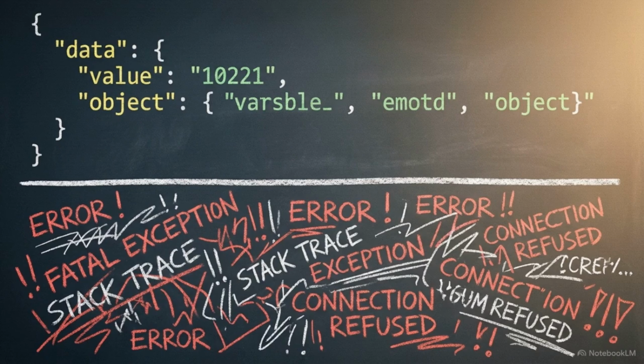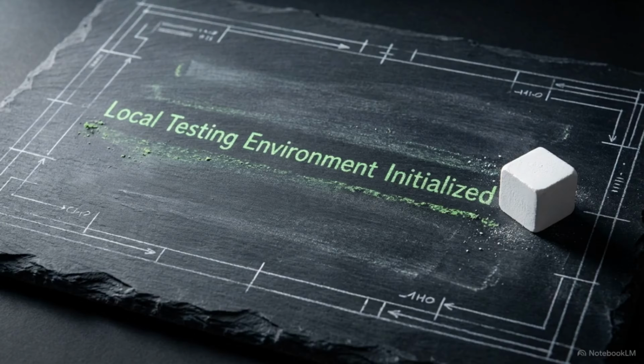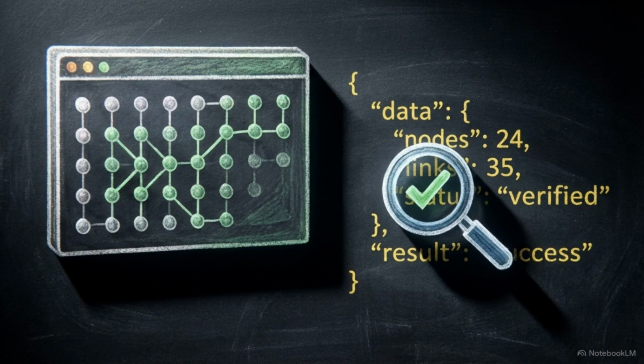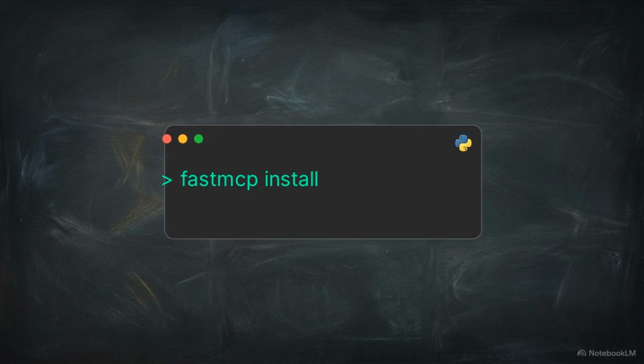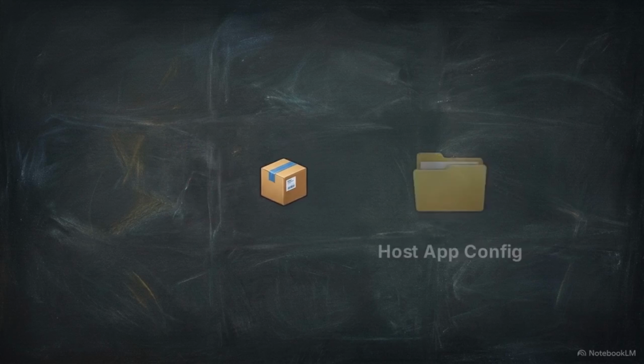With the code written, type FastMCP dev in your terminal to launch the local testing environment. This opens the web-based MCP inspector. Here, developers manually trigger tools and verify the server returns a successful JSON output schema before ever involving the large language model. Once everything checks out, run FastMCP install. This command automatically registers your new healthcare server with your host application's configuration file.